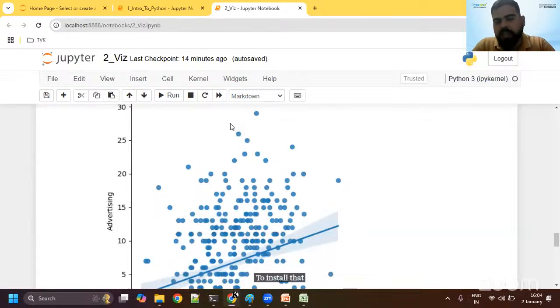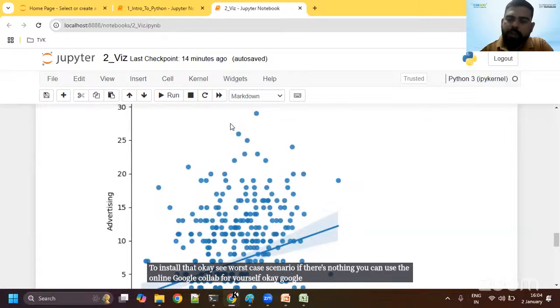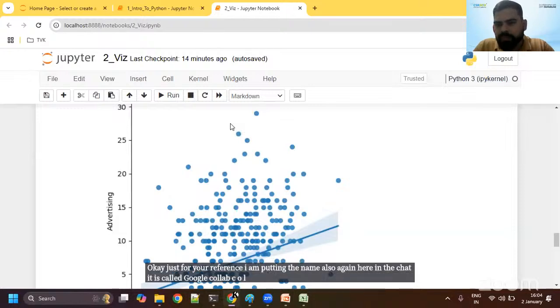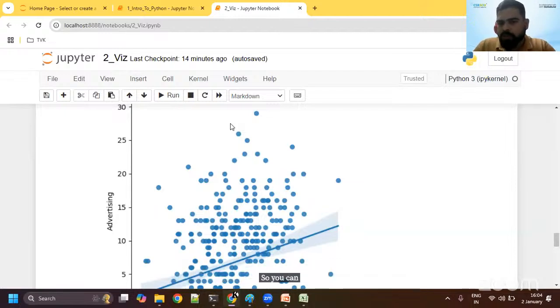Worst case scenario, if there's nothing, you can use the online Google Colab for yourself. You can use Google Colab for your development because that's exactly like a Jupyter notebook. Just for your reference, I am putting the name again here in the chat. It is called Google Colab, COLAB. So you can use this. That way it will become a little bit easier for you to avoid that issue of 32-bit, because it is browser based.